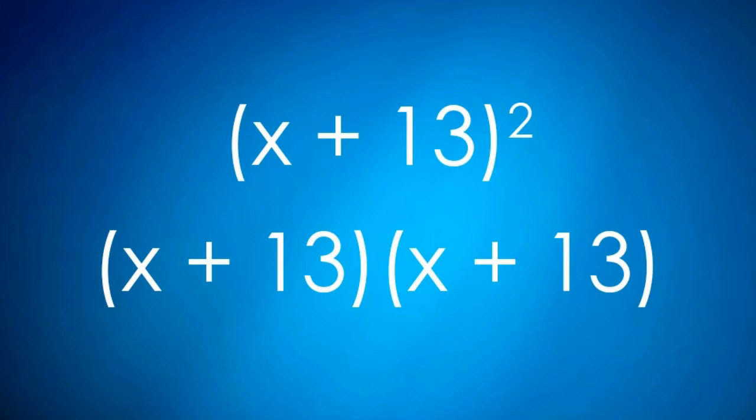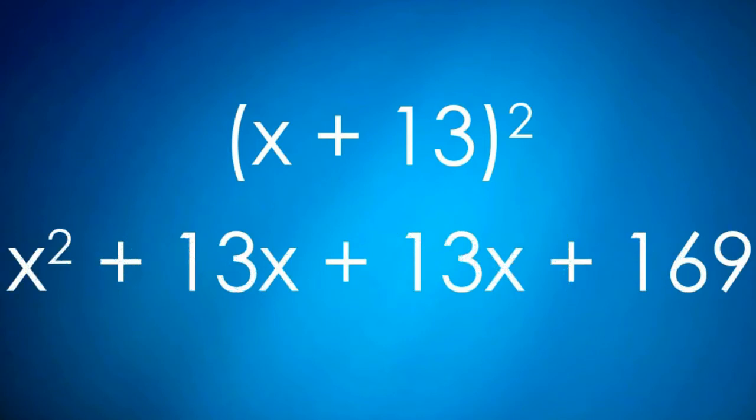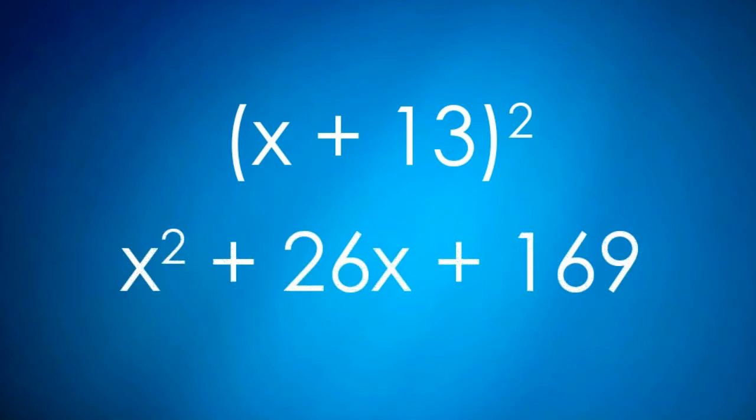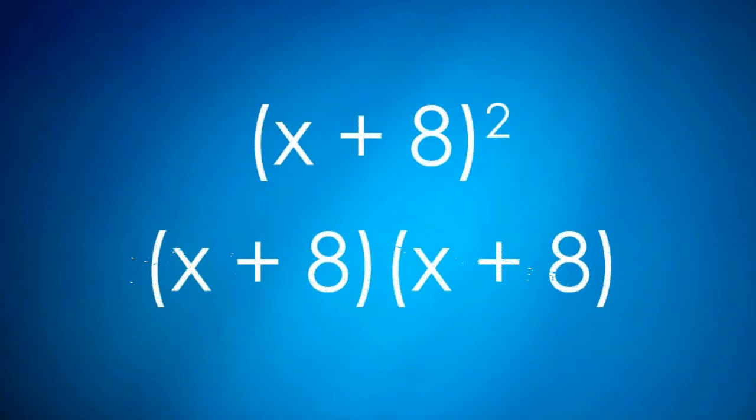Consider we have quantity x plus 13 squared. This equation is equal to quantity x plus 13 times quantity x plus 13 when expanded. By using the FOIL method, the equation will be equal to x squared plus 13x plus 13x plus 169. Combining similar terms, the equation will be equal to x squared plus 26x plus 169, since 13x plus 13x is equal to 26x.